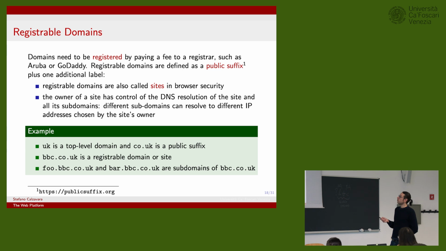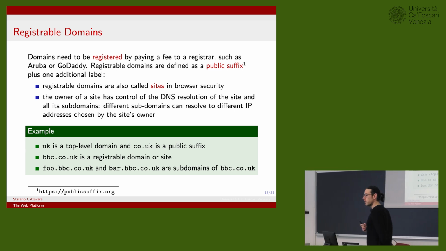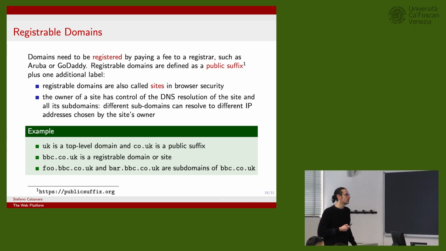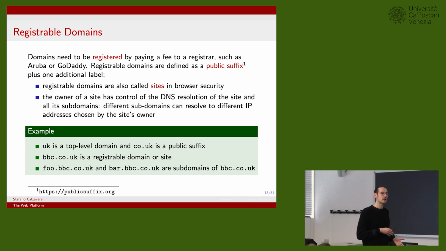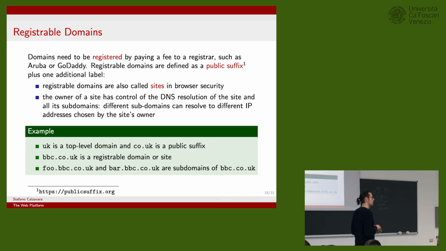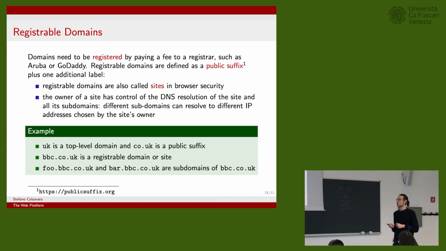How is a domain defined? This is an interesting terminology you might not be very familiar with. A domain is one label, which is the name of the domain, say Facebook, followed by what is called a public suffix. So what is a public suffix? It is similar, but not exactly the same as a top-level domain. Why is it not exactly the same? Let me give you an example.